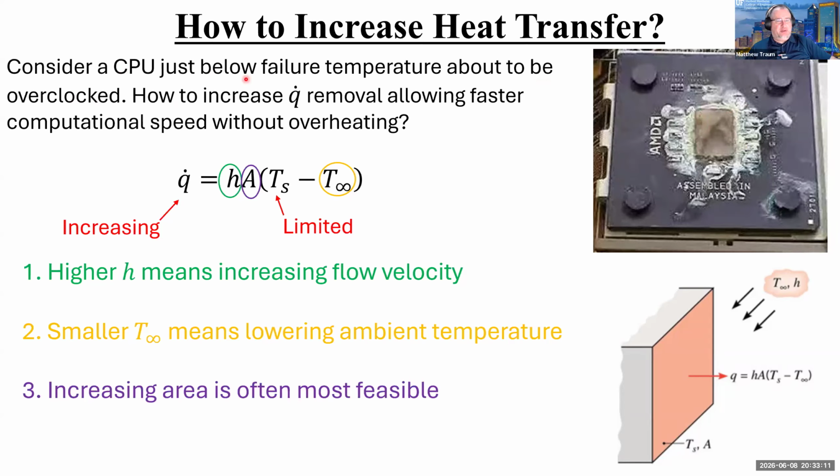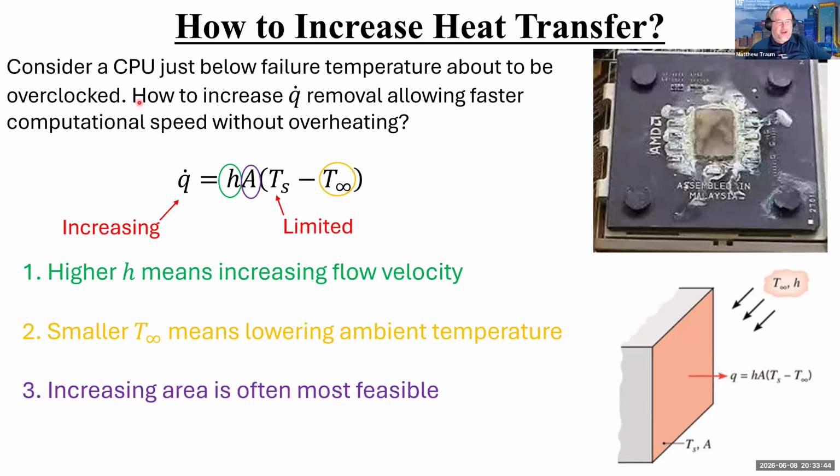So consider a CPU just below its failure temperature about to be overclocked. You're basically putting as many calculations through the chip as you possibly can at this point. Any additional computational speed is going to dissipate more heat and cause you to exceed your failure temperature. I'm sure you have all played with overclocking your computers. Maybe not anymore, maybe that's a millennial thing.